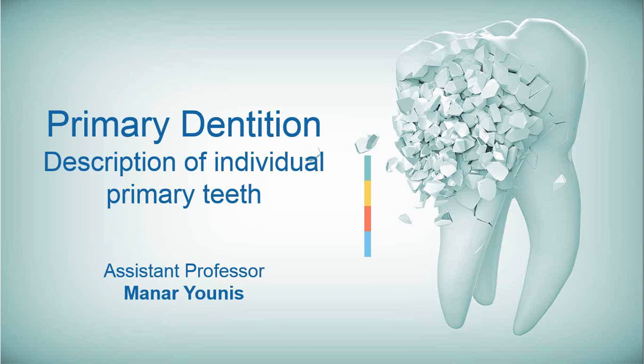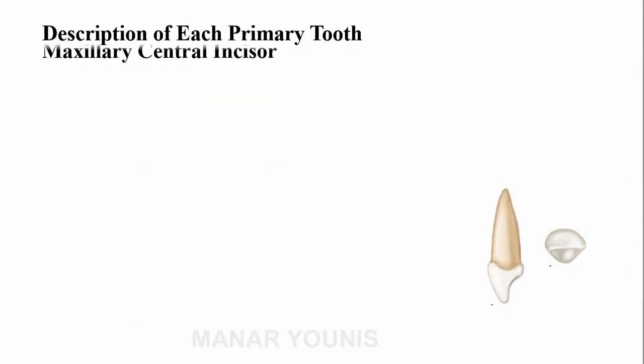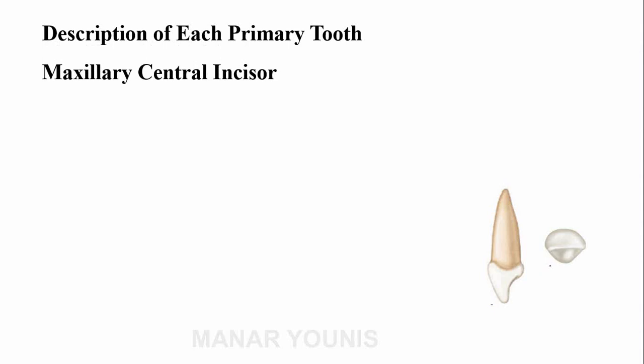This is the second part of a primary dentition lecture. In this part, I'll present a brief description of each primary tooth, starting with the primary maxillary central incisor.